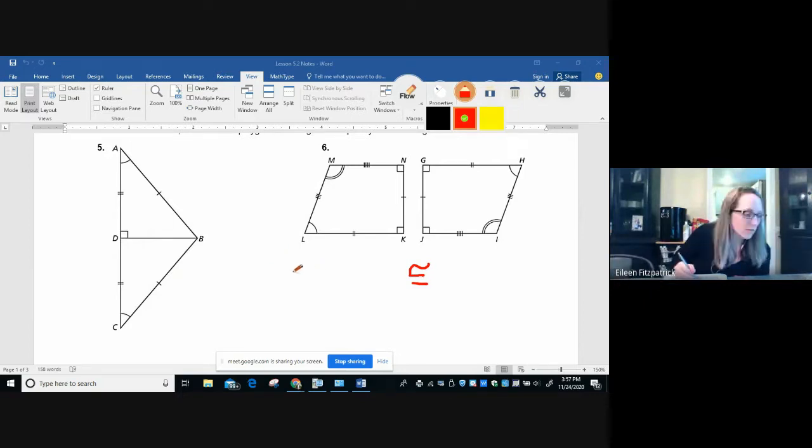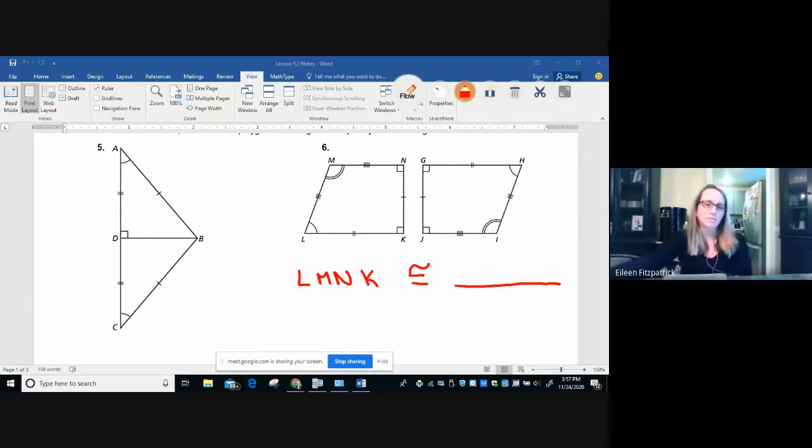So if I name the first one L, M, N, K, tell me what that's congruent to. Pause the video if you need to, because I'm not going to wait too long. Look to see what angle L matches up with. L matches with H. Then I go to M. M matches with, so it goes from H to I. And then from I, you'd have to keep going around to close the figure. So it would be J and then G, okay?